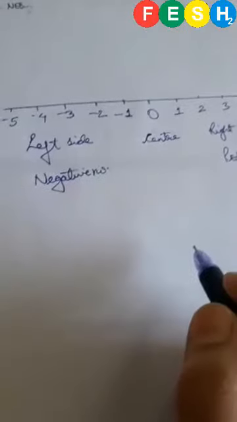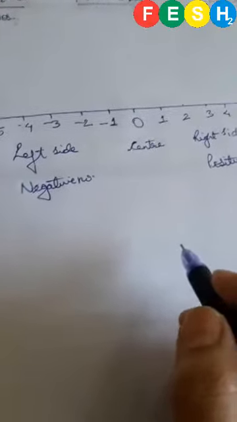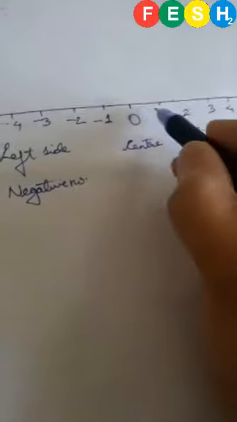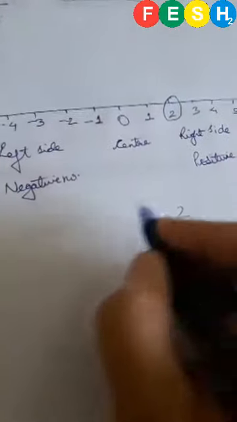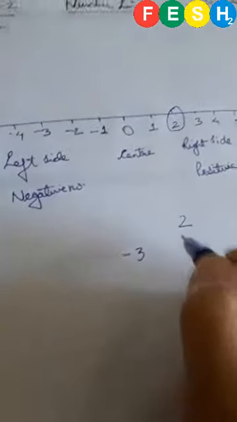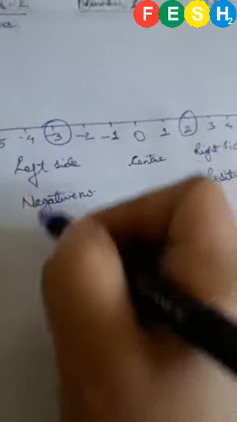If we want to plot 2 on the number line, that means plus 2, plotting of number 2. So here we can say this is 0, 1, 2. So this is number 2. This is the plotting of number 2. Now if we want to plot number -3, then here it is, number -3.